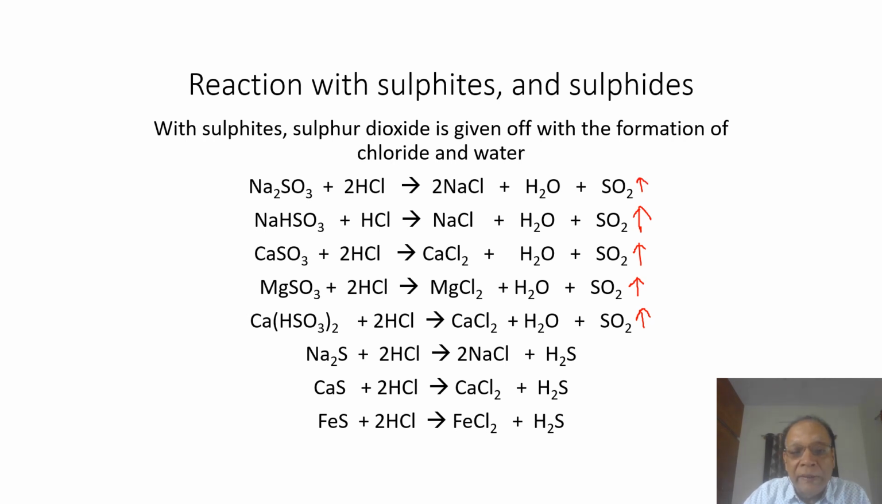With sulfides, HCl forms chloride and H2S, which is hydrogen sulfide, a gas smelling of rotten eggs.